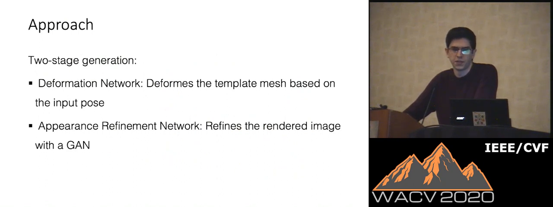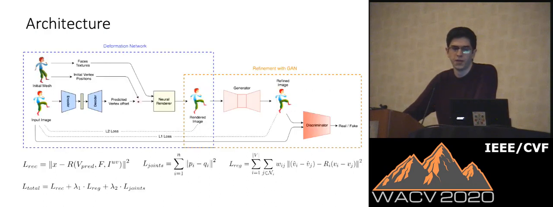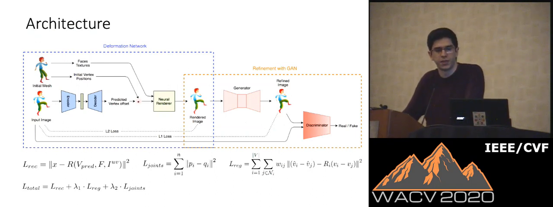We use a two-stage generation approach with a deformation network, which deforms the template mesh based on the input pose, and appearance refinement network, which refines the rendered image. This is our architecture. The deformation network takes the initial mesh and input image, and predicts the vertex offsets and adds it to the initial vertex position.